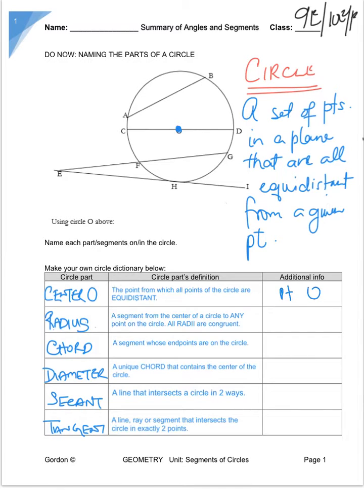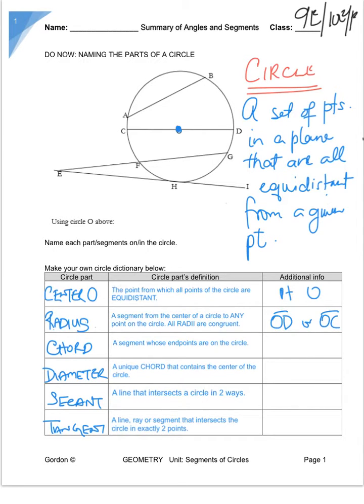All right, next, we're going to identify the radius. Now the radius can come from the center to any point, but it's always from the center. It's a segment from the center of a circle to any point on the circle. All radii are congruent. So let's name some radii on this circle. We have OD, and we also have OC, and these are both radii.